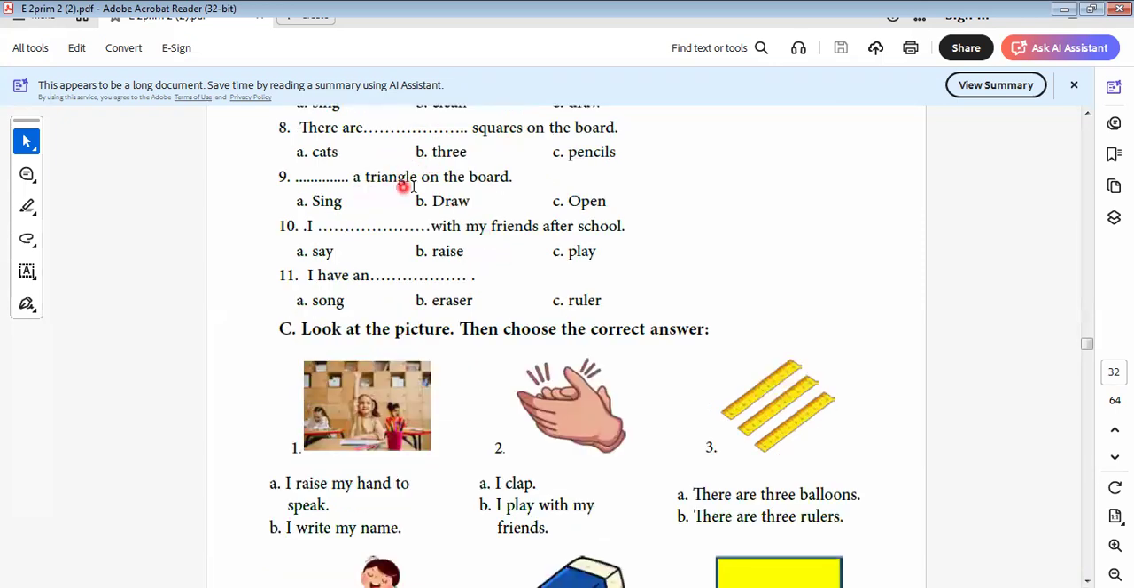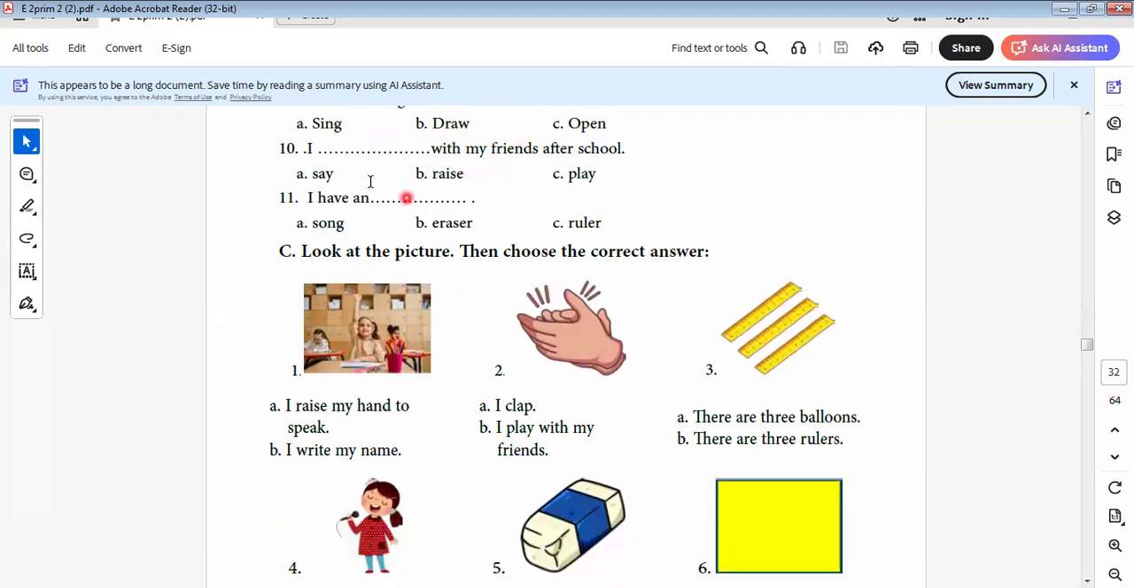Okay. So here, I draw a triangle on the board. Sing, draw, open. It will be here draw. I play with my friends after school. I play without thinking. I have an eraser.